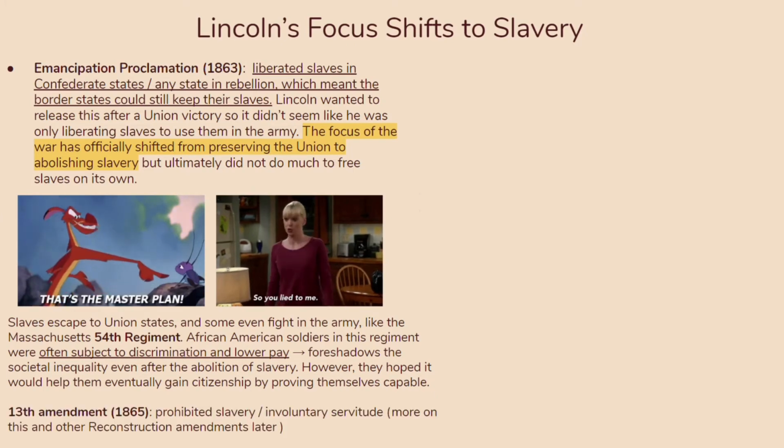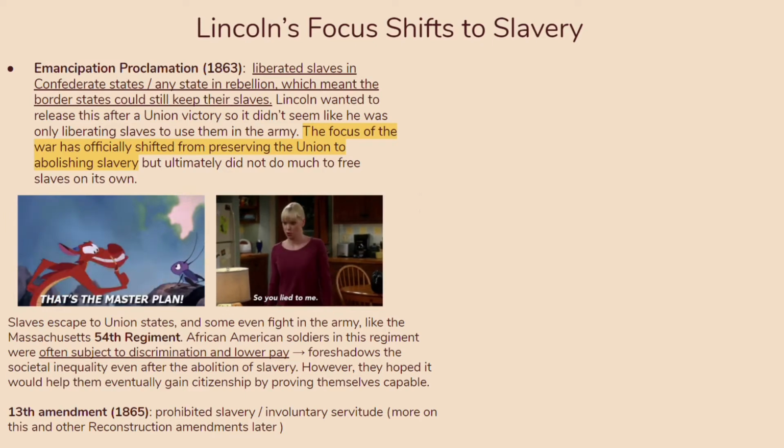And so eventually, the 13th Amendment was passed in 1865, prohibiting slavery and involuntary servitude. I'll talk more about this and the other Reconstruction Amendments later, but it was mentioned briefly in this chapter, which is why I'm just mentioning it here. And this amendment is really important because it really allowed slaves in Confederate states to be freed.